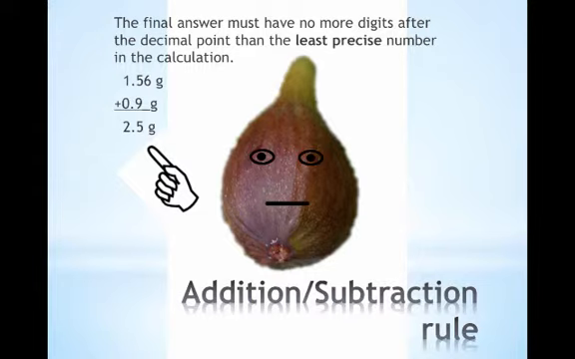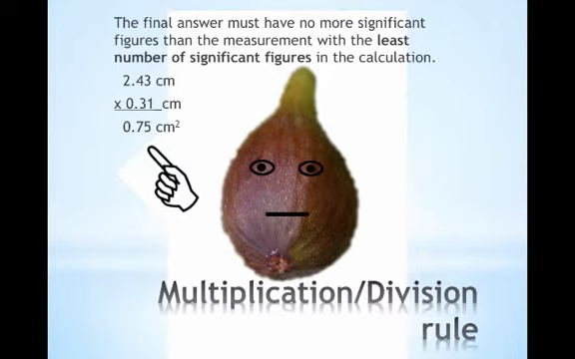For calculations involving either addition or subtraction, there can be no more digits after the decimal point in the final answer than the least number of digits after the decimal point in the initial numbers in the calculation. The final answer cannot be any more precise than the least precise measurement. For multiplication and division, the final answer cannot have any more significant figures than the number with the least number of significant figures of those being multiplied or divided.